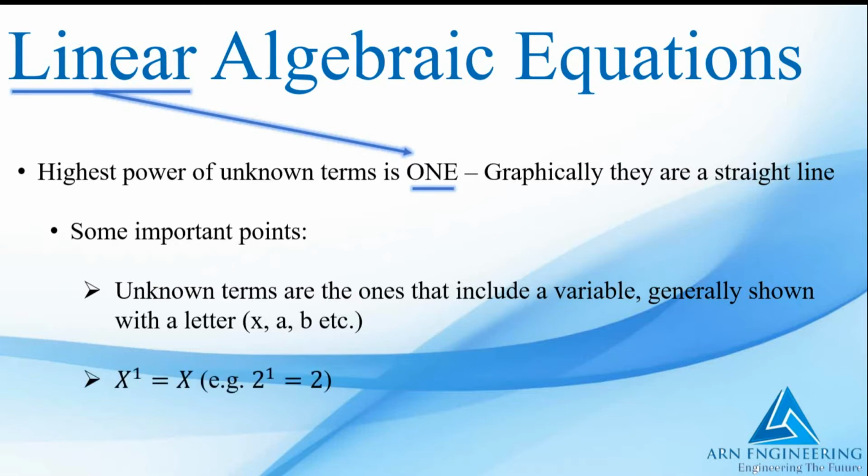And we should also know that any number raised to the power of 1 equals that number. So 2 to the power of 1 is equal to 2. Similarly, any number raised to the power of 0 is always equal to 1. So let's say a, which can represent any number, can be written as a times x to the power of 0, which essentially is the same as saying a times 1.